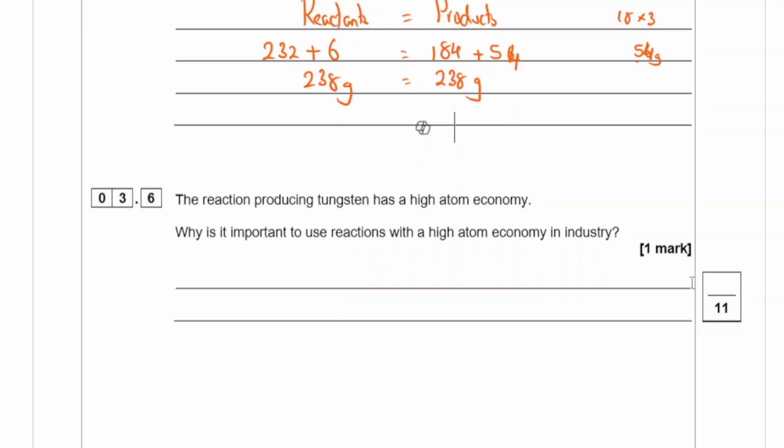The reaction between tungsten oxide and hydrogen has a high atom economy. Why is it important to use reactions with a high atom economy in industry? You could say for sustainable development, or you could say for economic reasons. You could also say to minimize the use of energy or to minimize the waste formed, or you could say minimize the use of limited resources.